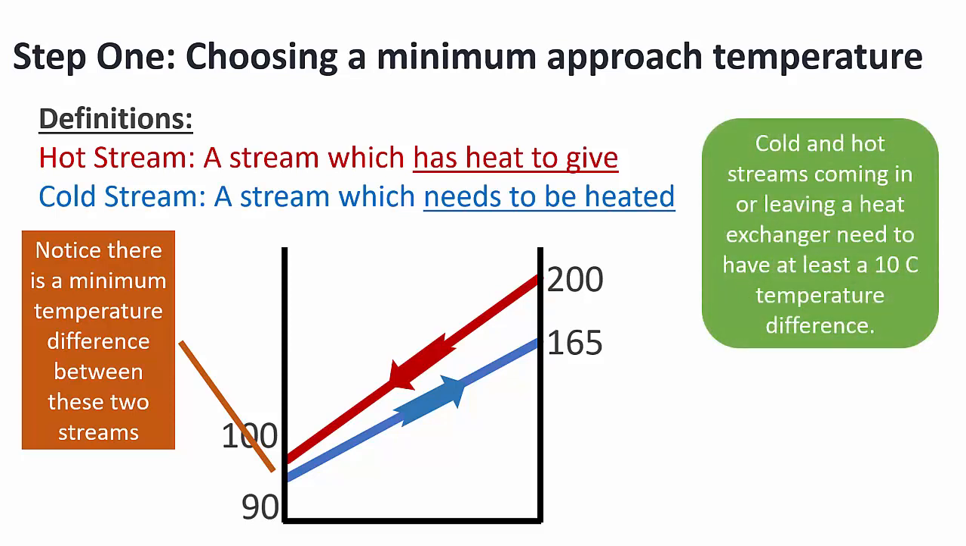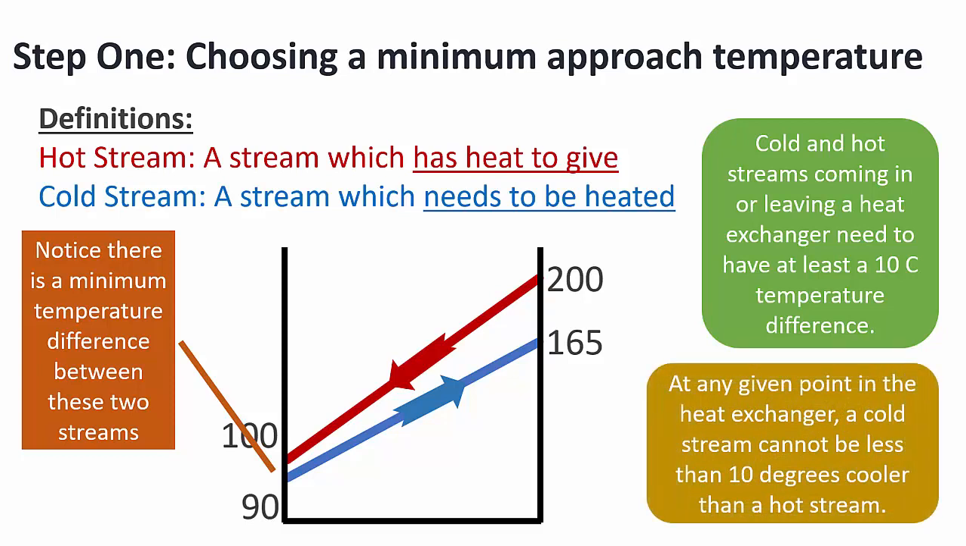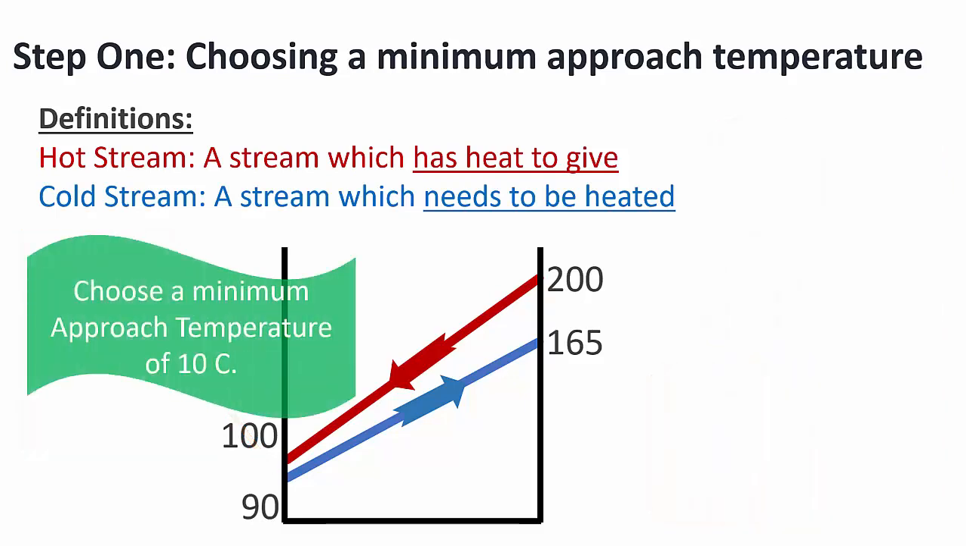So this means hot and cold streams coming in or leaving a heat exchanger need to have at least 10 degrees centigrade temperature difference. At any given point in the heat exchanger, a cold stream cannot be less than 10 degrees cooler than a hot stream. So in other words, these lines cannot cross. The hot stream must always be hotter than the cold stream. So we will choose a minimum approach temperature of 10 degrees centigrade throughout this entire example.